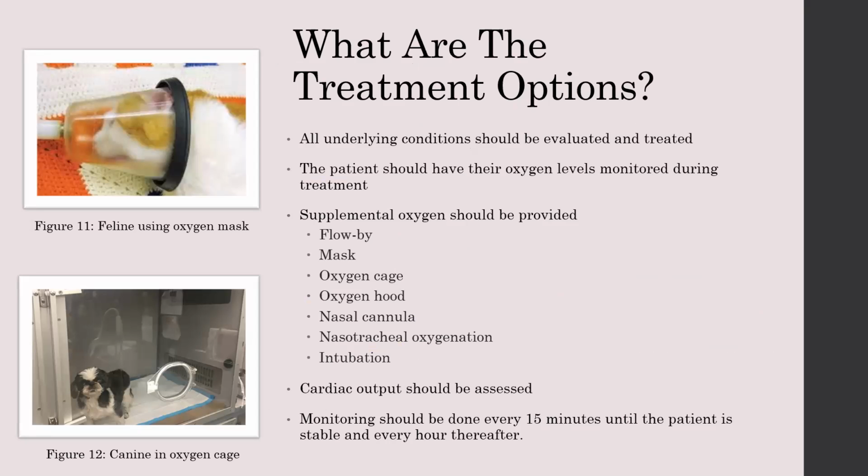So, do we have any treatment options for either one of these conditions? First of all, underlying conditions should be evaluated and treated primarily. The patient should have their oxygen levels monitored during their whole treatment and in-house care, and supplemental oxygen should be provided. We have many ways of doing this, either through the flow-by machine, a mask, an oxygen cage, an oxygen hood, a nasal cannula, nasotracheal oxygenation, or intubation.